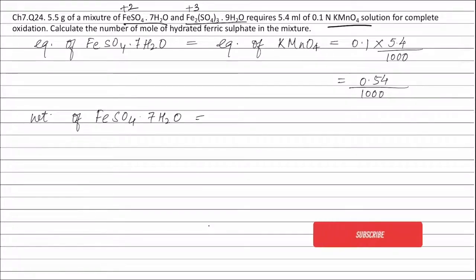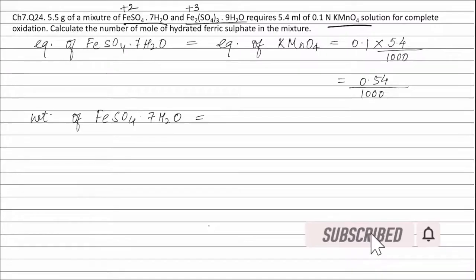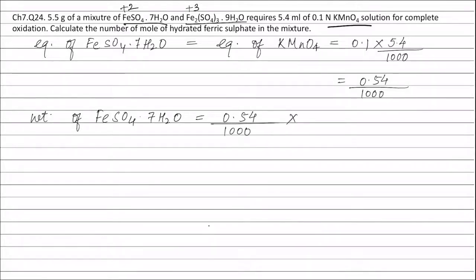Therefore, weight of FeSO4.7H2O is equal to equivalents of FeSO4.7H2O, that is 0.54 divided by 1000, into equivalent weight of FeSO4.7H2O, which in this case is 278, and this is equal to 0.150 grams. Therefore, weight of FeSO4.7H2O is 0.150 grams.